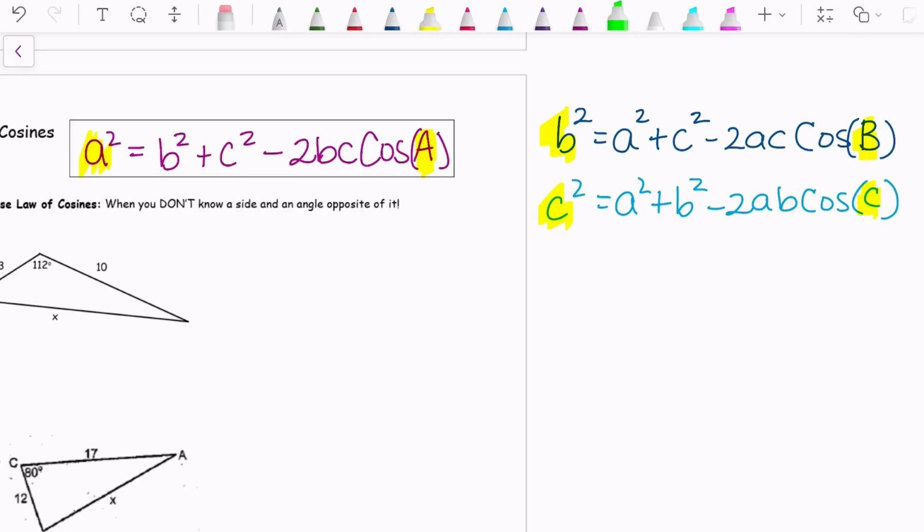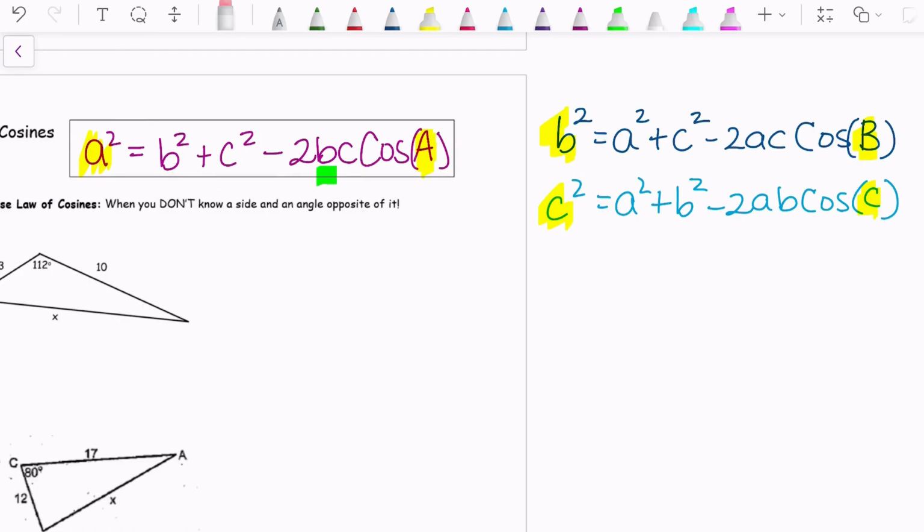And then the other thing I wanted to point out that helped me memorize it is that whatever side you have over here, the other two are what's on the right hand side. So it's like you use the one side here, and then the other two are what's on the right side of the equation. So if you're using b, you have a and c on the other side. All right, so let's just hop right into using the law of cosines.